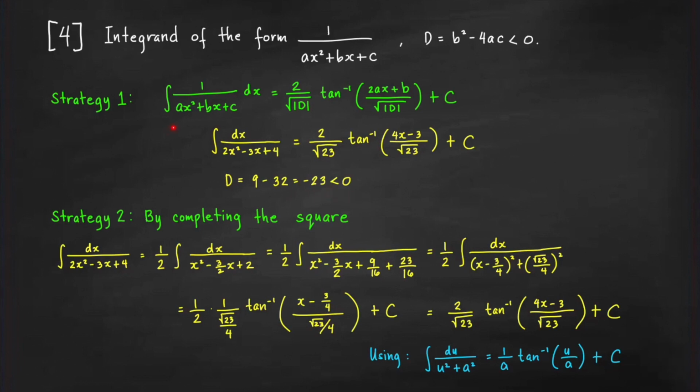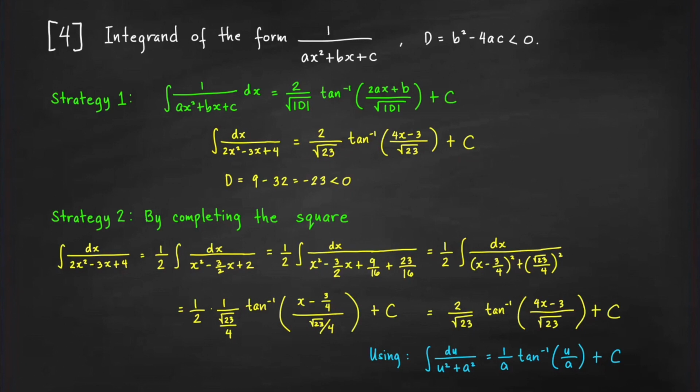So we can apply this strategy. And this is the fastest way to evaluate this integral. So we'll get here 2 over the square root of the absolute value of this, which is 23, tangent inverse of the derivative of this denominator, which is just 4x minus 3, all over the square root of 23, and then plus c.